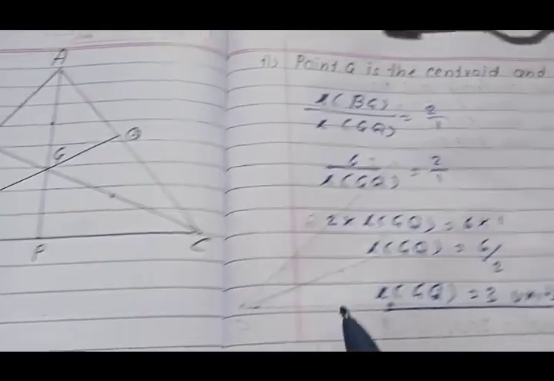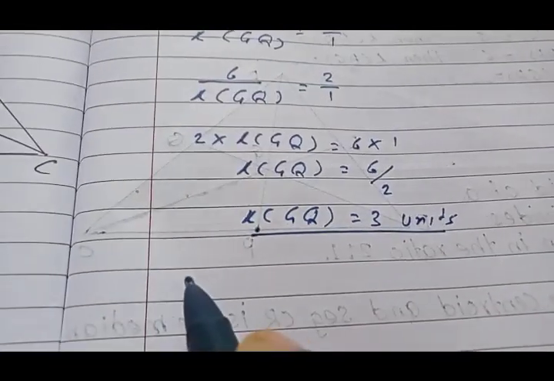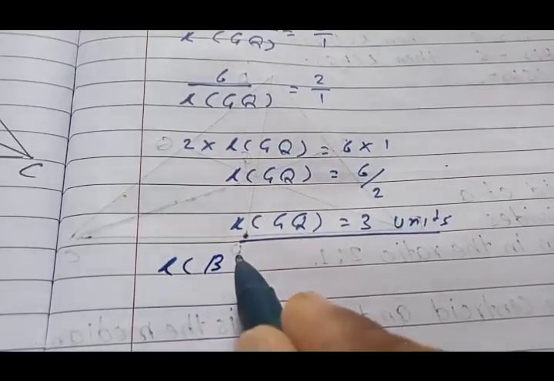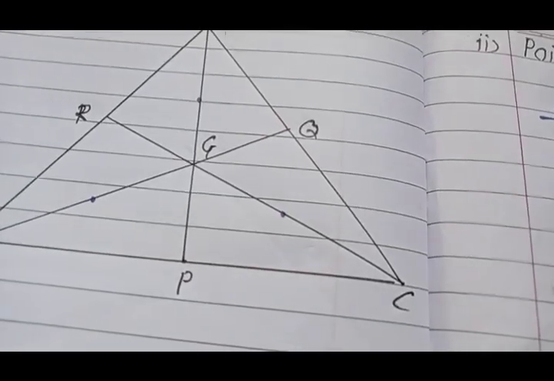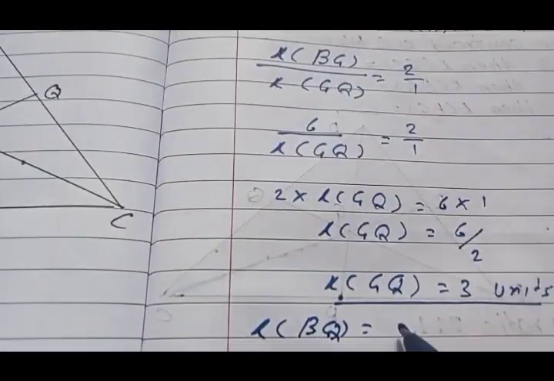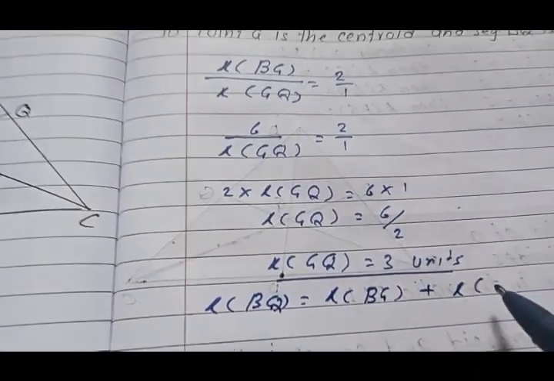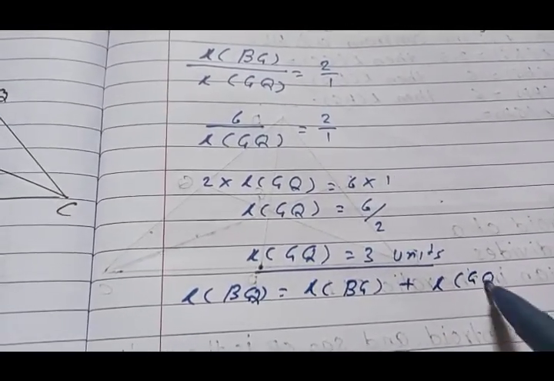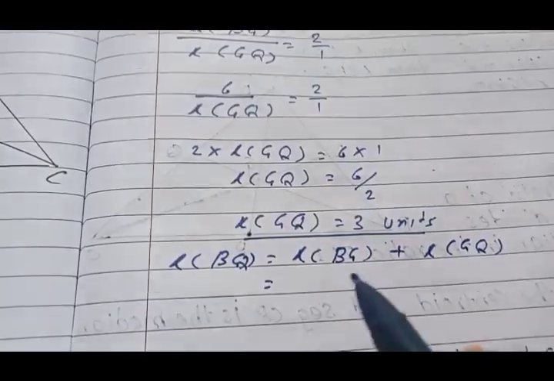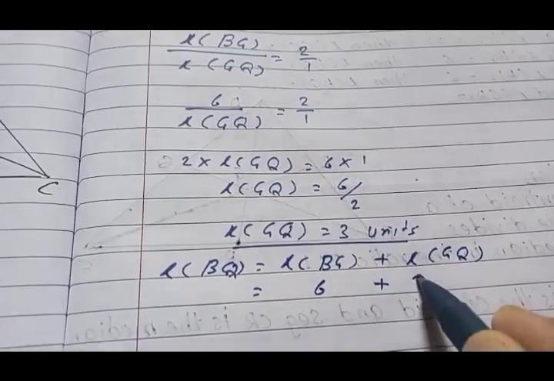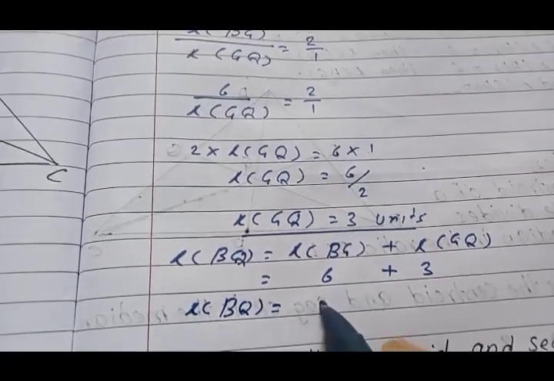Then find BQ. So BQ equals BG plus GQ. Length BQ equals length BG plus length GQ. BG is given as 6 and GQ is 3. So length BQ equals 9 units.